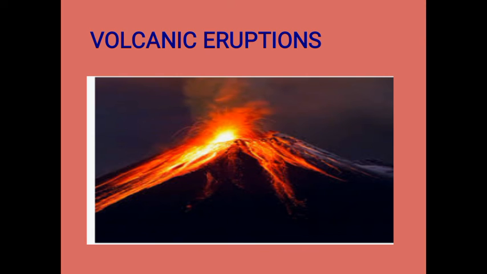Most of the active volcanoes of the world are found around the Pacific Ocean. Active volcanoes means those which erupt frequently. That is why this region is called the Pacific Ring of Fire. So, which region is called the Pacific Ring of Fire? The Pacific Ocean region.